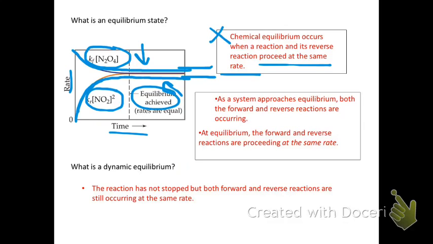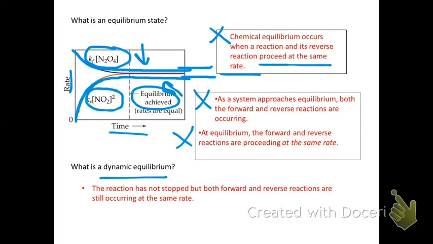Now, two other points you can write down in your notes, fairly similar. As a system approaches equilibrium, both the forward and reverse reactions are occurring. And at equilibrium, the forward and reverse reactions are proceeding at the same rate, which we just kind of addressed. All right? So now we're going to go in and talk about this word dynamic equilibrium.